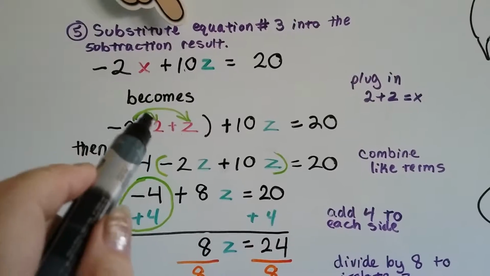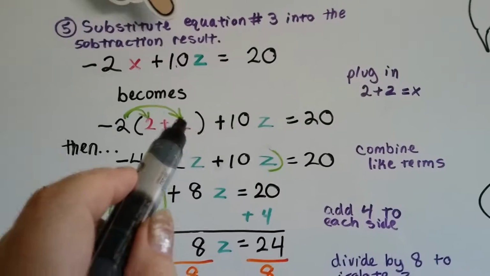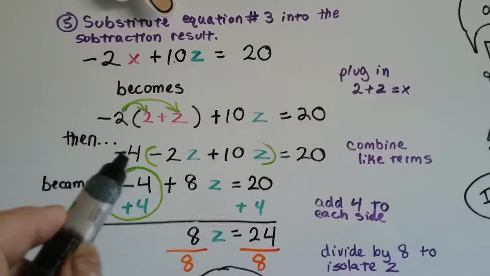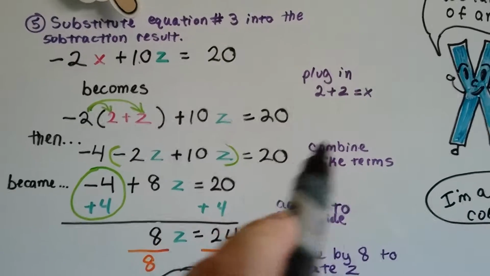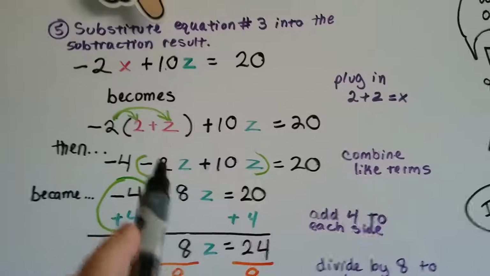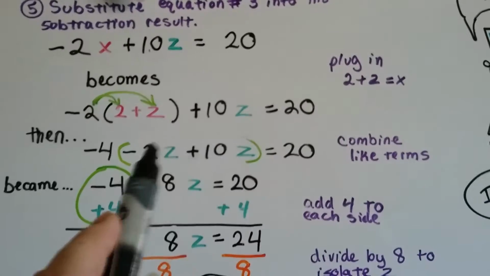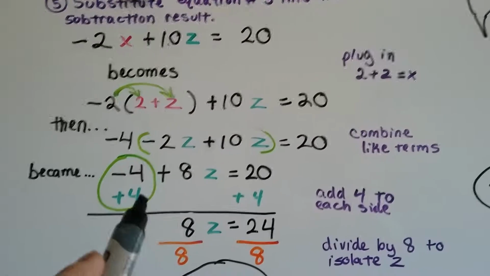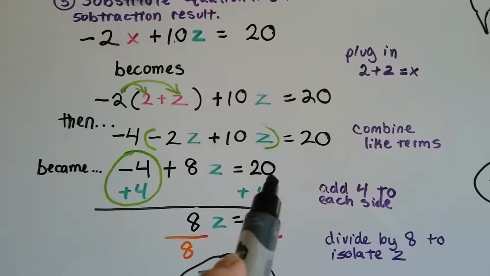Well, negative 2 times 2 is negative 4. And negative 2 times z is negative 2z. So now we've got negative 4 minus 2z plus 10z equals 20. So we can combine these like terms of these z's, can't we? Minus 2z plus a 10z brings us back up out of the negatives to a positive 8. So now it's become negative 4 plus 8z equals 20.